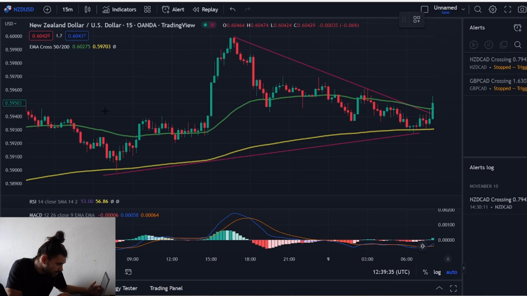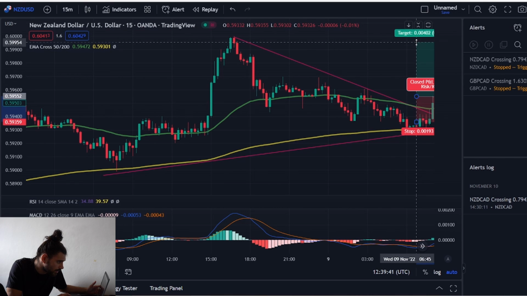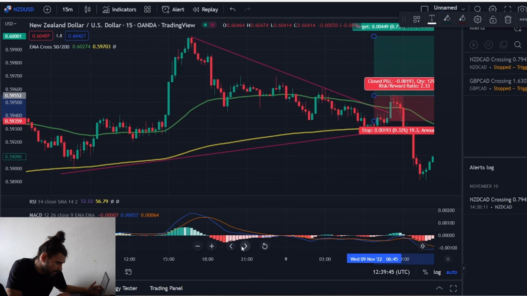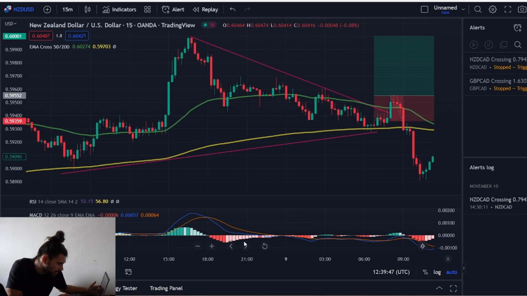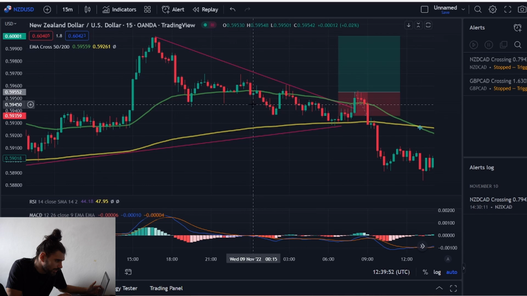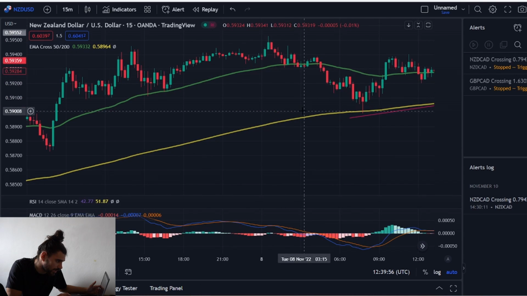But let's say, just for the sake of the video, we enter here, stop loss slightly below the candlestick, target here or higher. Let's see what the market does. So here we can see the market broke below the 200 EMA, so I don't want to enter here. This is an example that I don't want to take. This one would have been possible, but still not something that I want to trade.